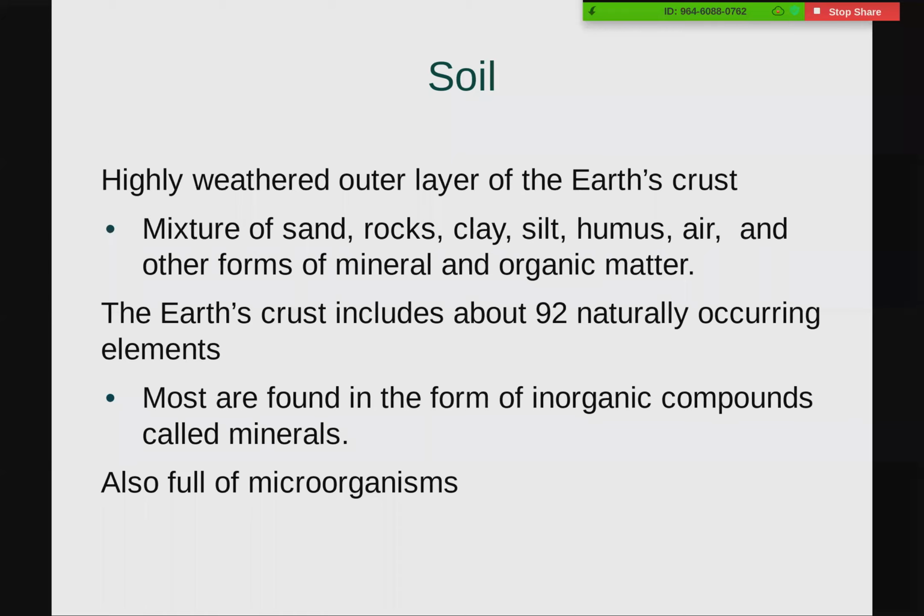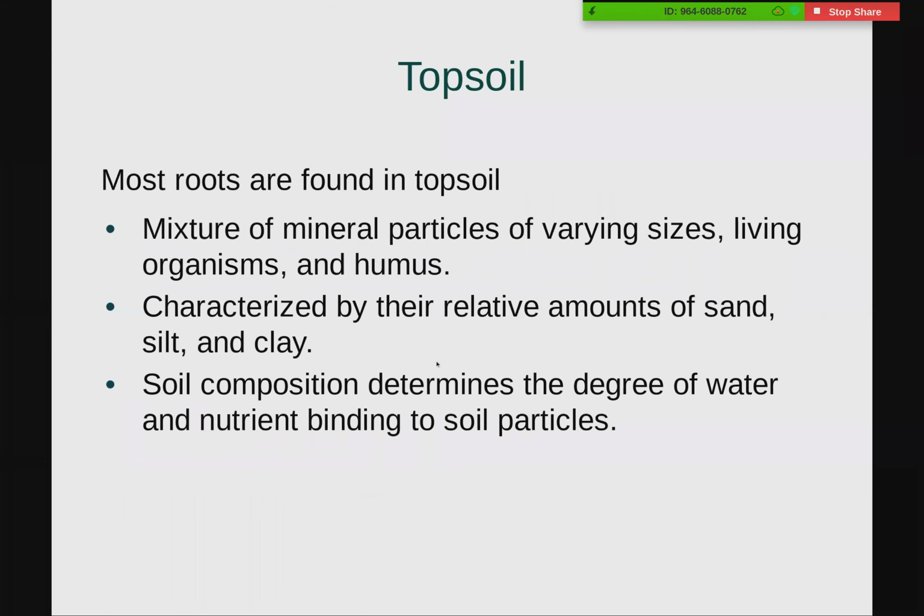Now, soil is the highly weathered outer layer of Earth's crust comprised of sand, rocks, clay, silt, humus, air, and other forms of minerals, as well as organic matter. Now, all 92 naturally occurring elements occur in the Earth's crust, and most are found in the form of what we call inorganic compounds called minerals. Soil, as it sort of says, also contains microorganisms. And as we discussed with, say, the mycorrhizal fungi, these microorganisms are potentially very important to plants.